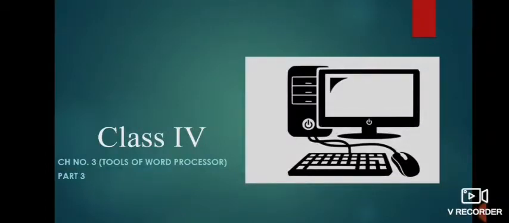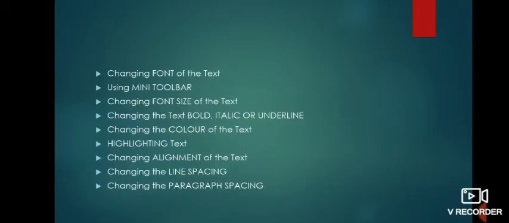So this video is for part 3, again for lesson number 3, tools of word processor. In this video, I will tell you how you can change the font of your text using mini toolbar, changing font size, changing text bold, italic or underline, color of the text, highlighting text, changing alignment of the text, changing the line spacing and paragraph spacing, which are all the points are given in your books.